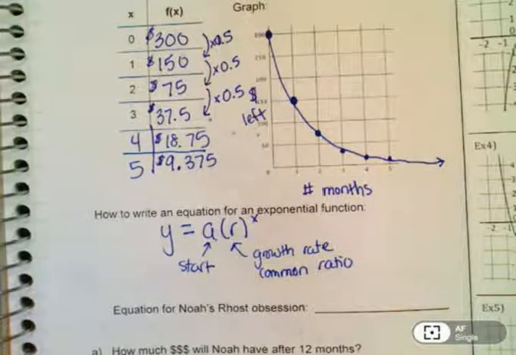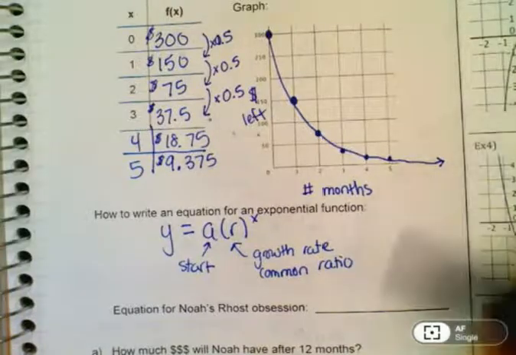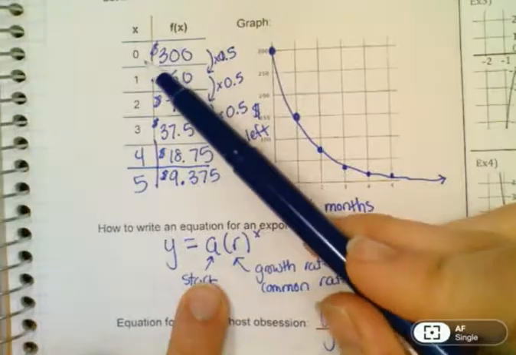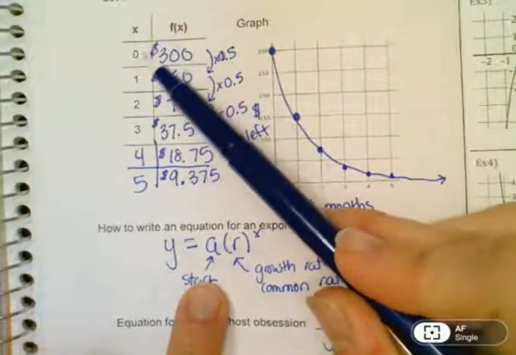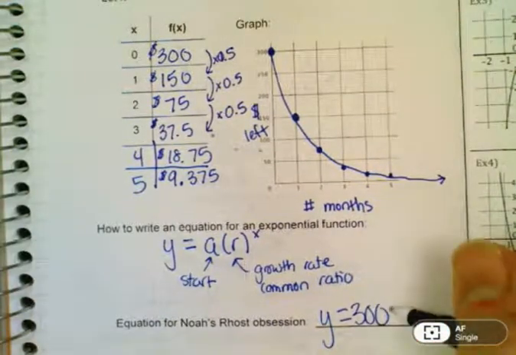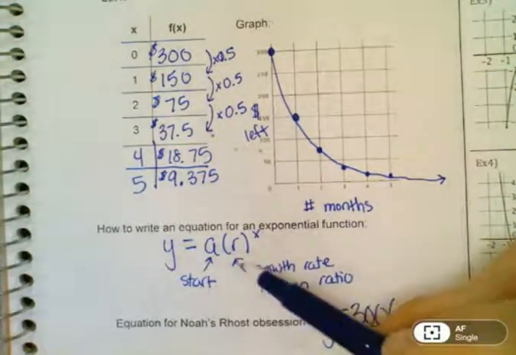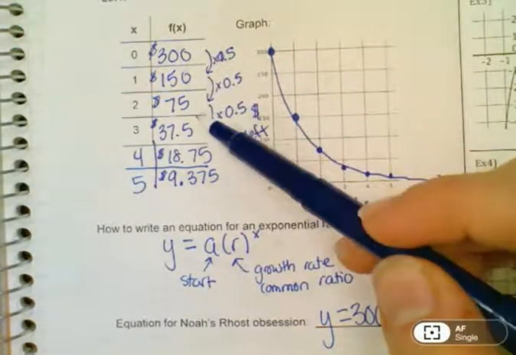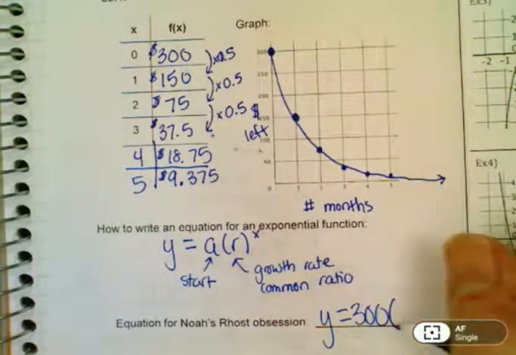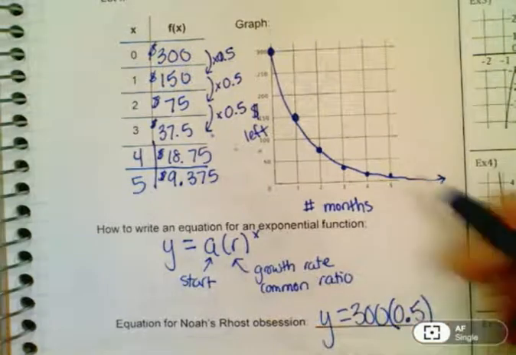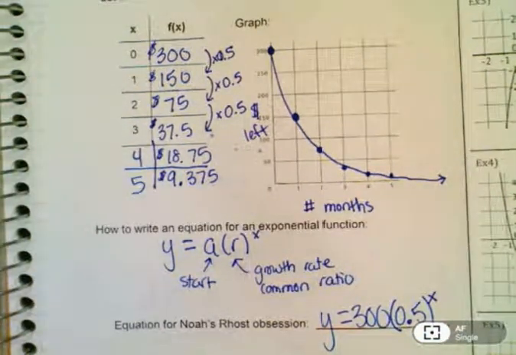So you should write y equals the start value. Well, start value is always going to be matched up with 0, right? That's the start value. So at 0 months, Noah's got $300. So that's the start times the growth rate, or the common ratio. We already figured out that to get from one output to the other, we're multiplying by a half, or by 0.5. So here, the growth rate is 0.5. And then x is our exponent. So that's the correct equation here.